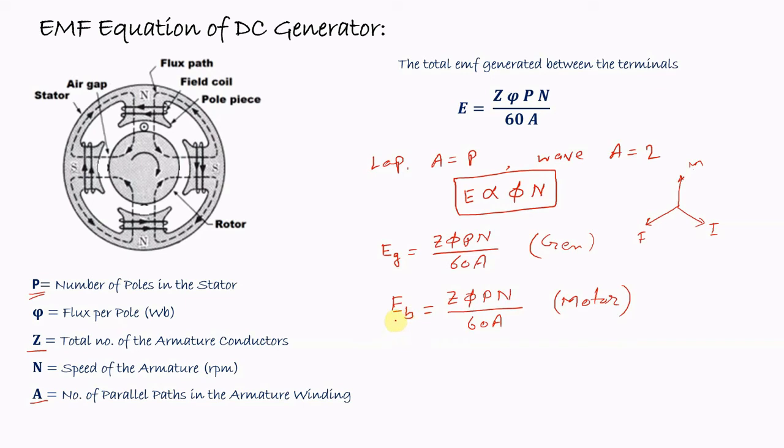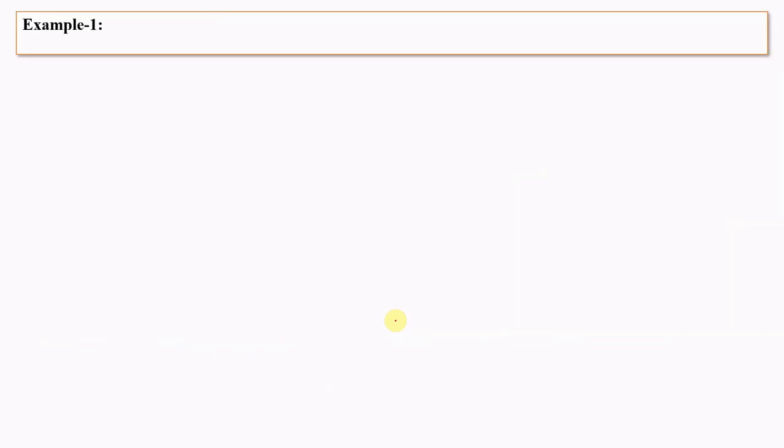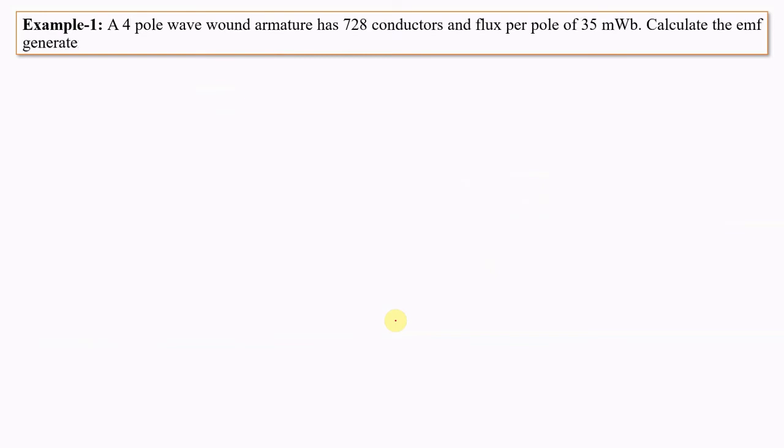So this is all about the operating principle and EMF equation of the DC generator. Let's try to solve some numerical questions on this topic. So here is the first question. A 4-pole wave-connected armature has 728 conductors and flux per pole is 35 milliweber. So calculate the EMF generated when the machine is running at 1800 RPM.